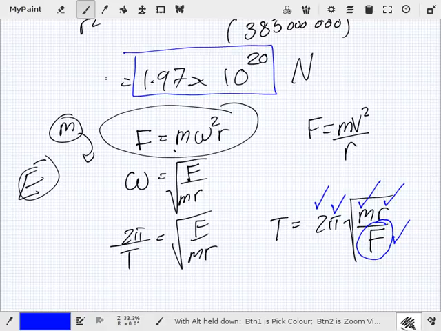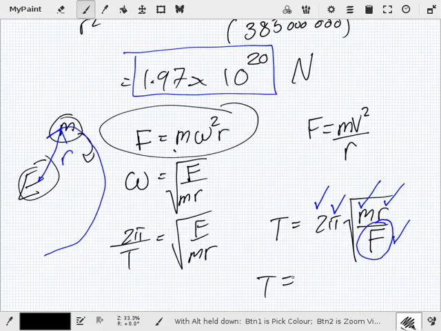What is R? This is the distance, the radius of the circle, the distance between them. Okay, so can you calculate the time here, please? What is the force? The last answer you gave me. The R is 385,000. Yep. The mass is the mass of the moon. Yes, this is the one that is moving.